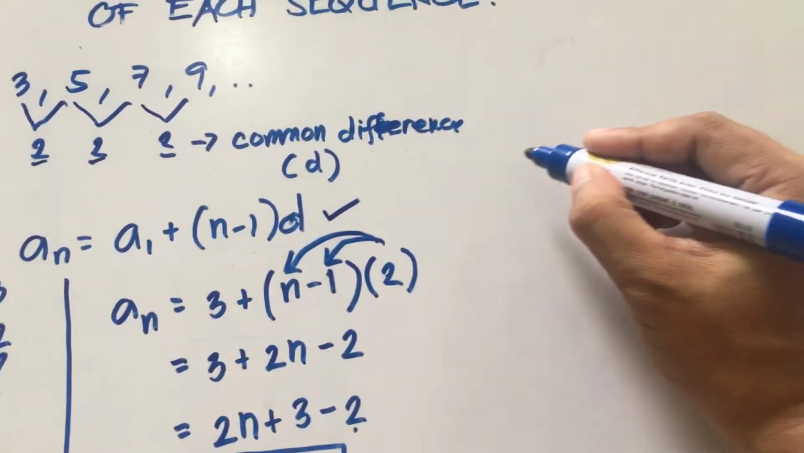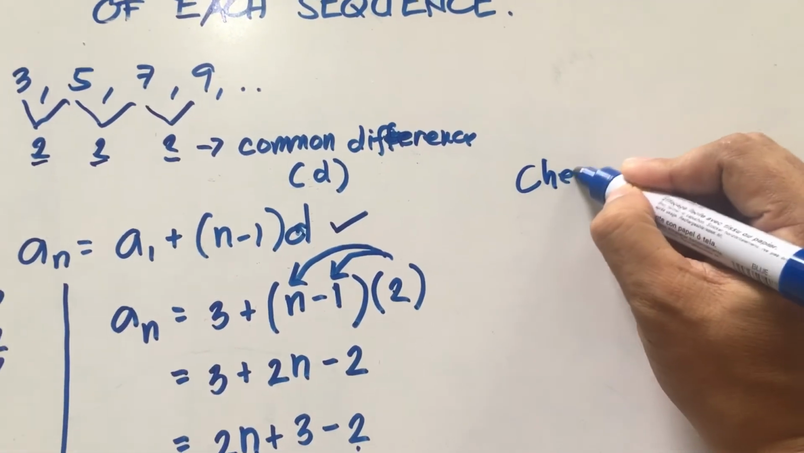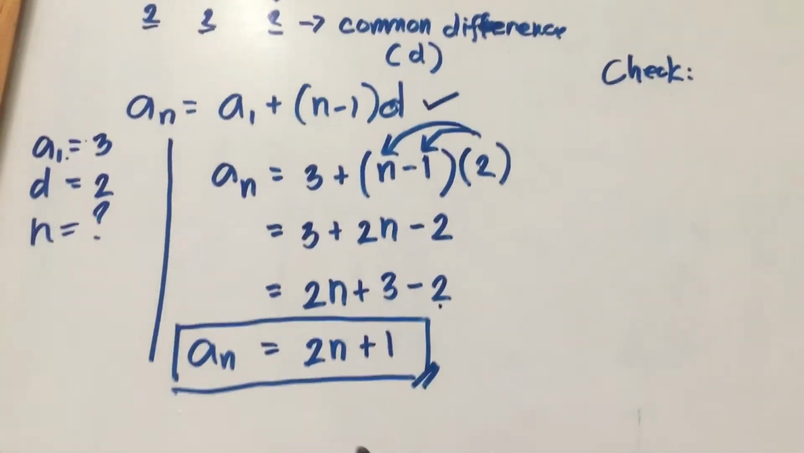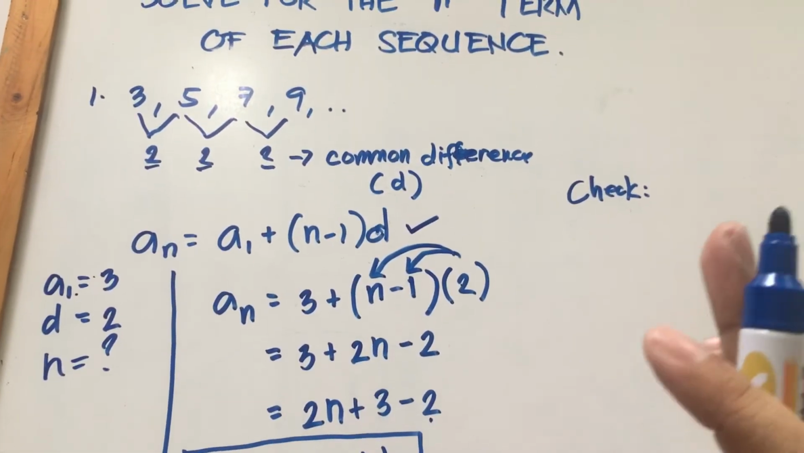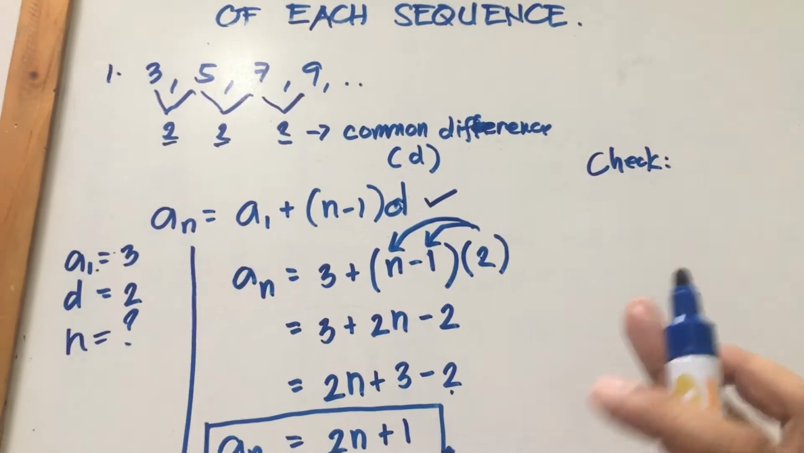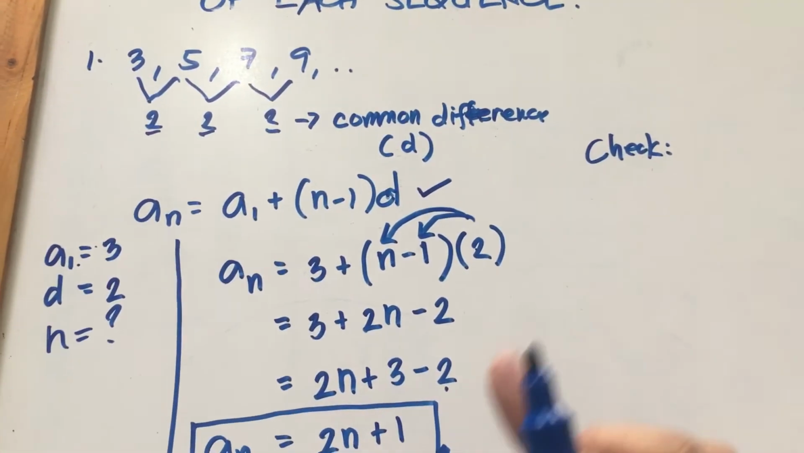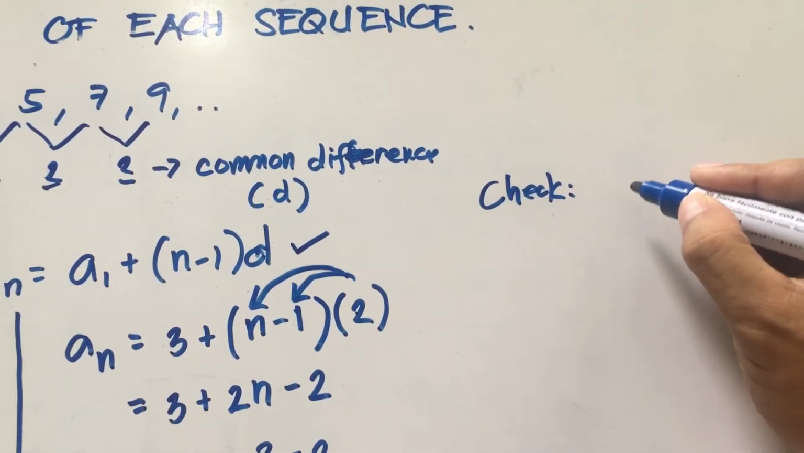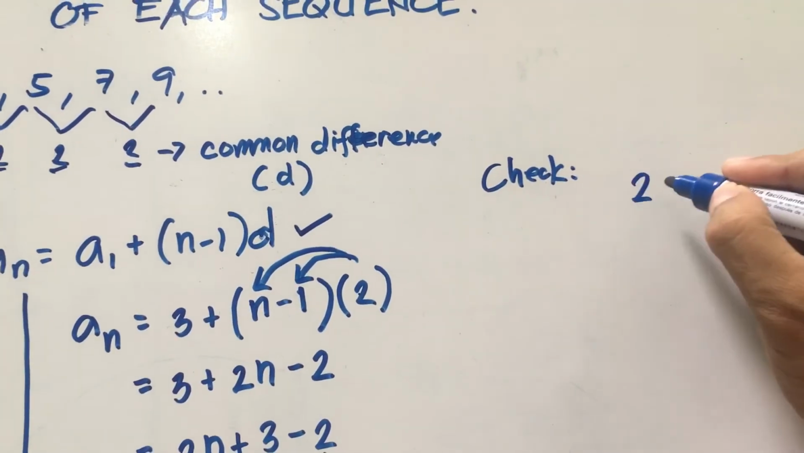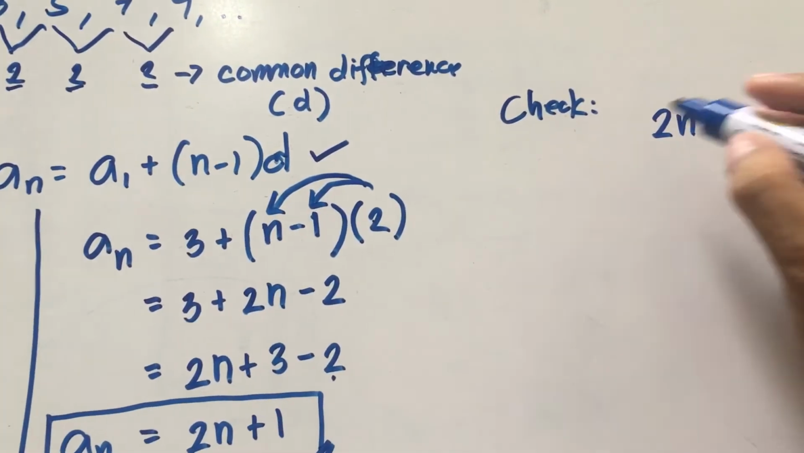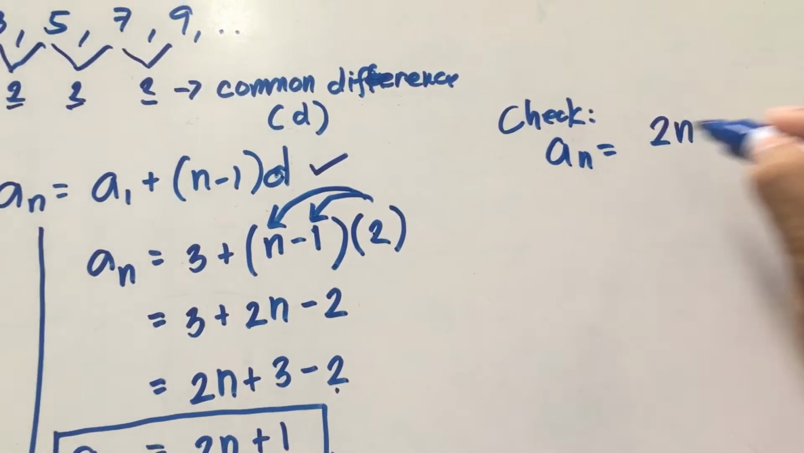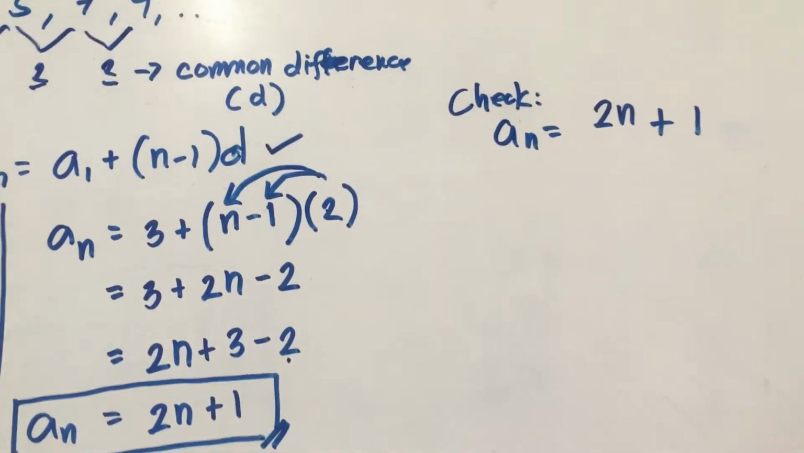Now, to check, we need to check, no? But it depends on you. If you are very sure of your answer, you don't need to check. But if you're in doubt of your final answer, you're in doubt of your nth term, you can check. Okay? So, to check, you just simply substitute. You have a sub n is equal to 2n plus 1.